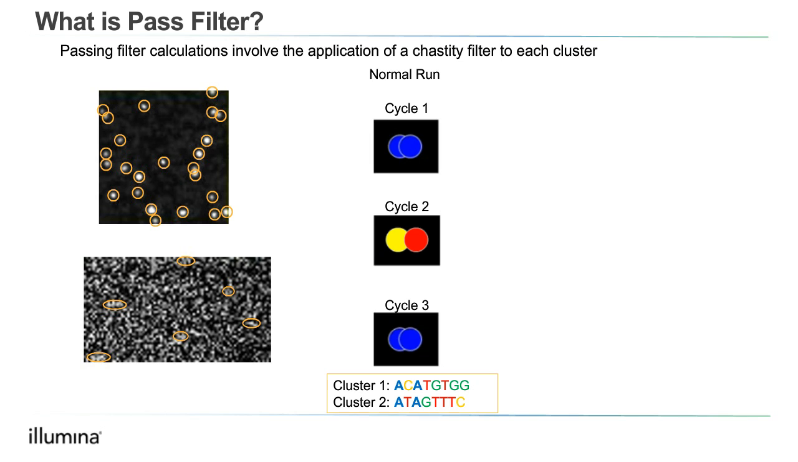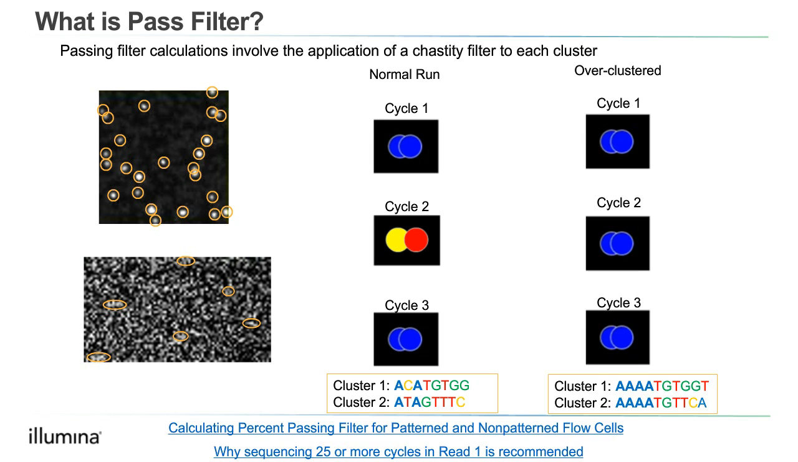The software will keep looking at multiple cycles though. So in cycle 2, if the signal is different between the two clusters, the software will be able to distinguish the two clusters even if they go back to the same signal in cycle 3. If the run has a low diversity library or is overclustered though, the bases may be the same for each cycle, and the software may mistakenly call these two clusters as one cluster.